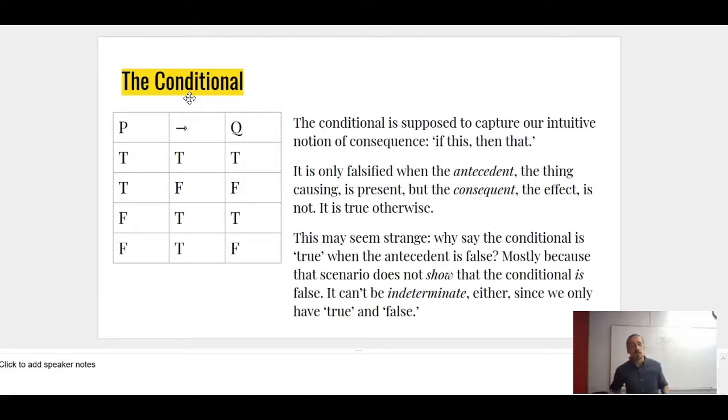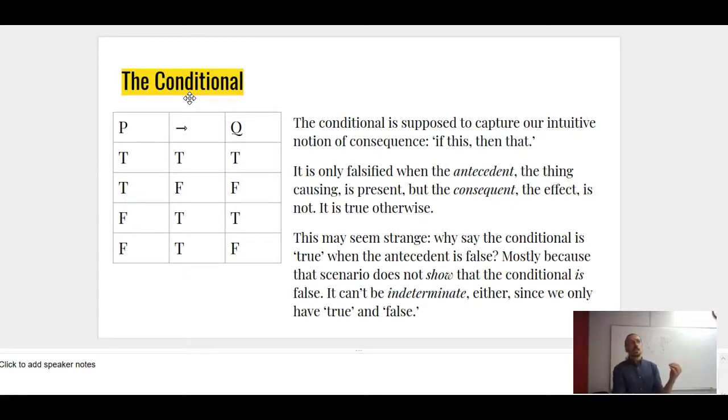Now, this might seem strange, and every time I teach this class, I have no shortage of students telling me, why is this the only case where it's false? Why is it true when the antecedent is false? Well, there's a couple of reasons for this. One thing you should think about is the fact that there's only two truth values. So we don't have indeterminate as a value.